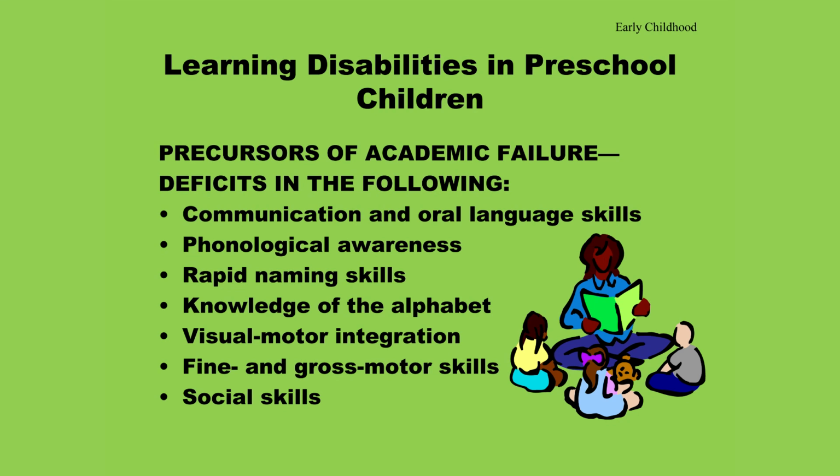However, you often will see kids that have indications that there might be some academic failure or deficits, okay? And if they have deficits in the following things that are listed, there is a better chance of the child having a learning disability once they become older. And you can see how communication and oral language skills are going to be a precursor to that. If you can't speak it, if you can't say it, if you can't understand what's going on, that could mean that it's going to be very difficult to read it.